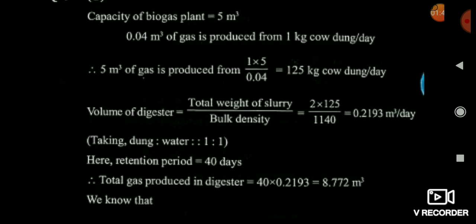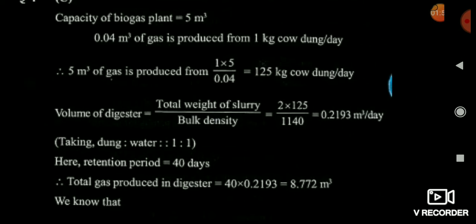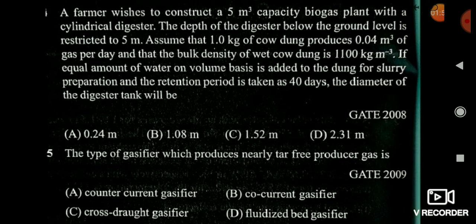Now friends, the volume of the digester. The volume of the digester is nothing but the total weight by bulk density. Friends, for the total weight, you can see that an equal amount of water on volume basis is added to the dung for slurry, meaning an equal amount of water is added.